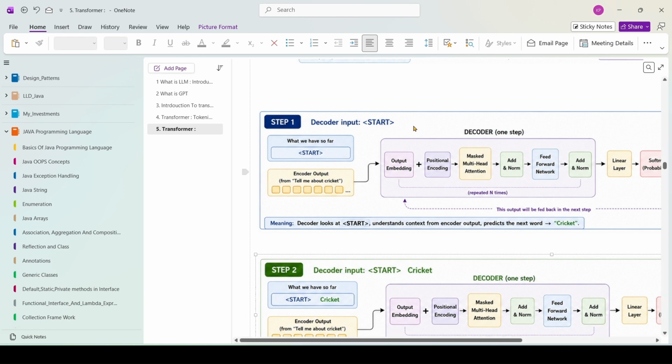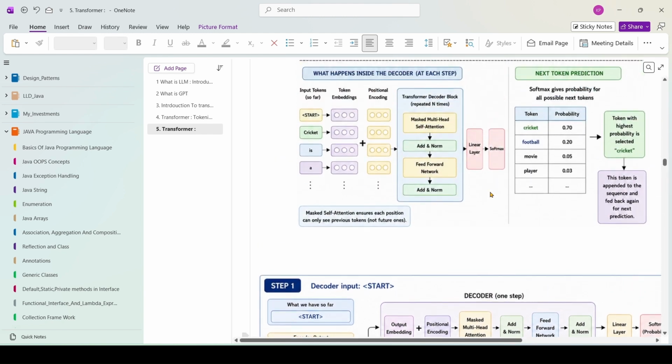After that, the same decoder will run multiple times. With each layer of execution, it refines the understanding deeply. After all the layers are executed successfully, it generates the output vectors like cricket, football, movie, player. These are the probable words out of which any one can be the output token, is what it means.